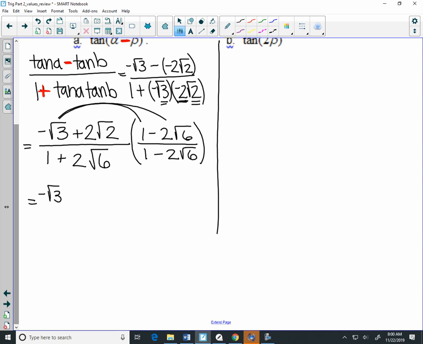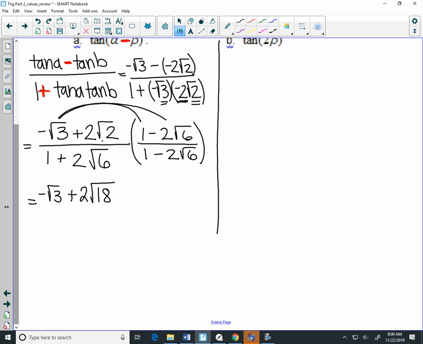And when I'm FOILing here, I look through it 2 times. I do negative times a negative is a positive. I have nothing outside my radical 3 and a 2 out here, so it's going to give me a 2 on the outside. I have 3 times 6 under my radical. 3 times 6 is 18. I'll work on breaking down that radical later.